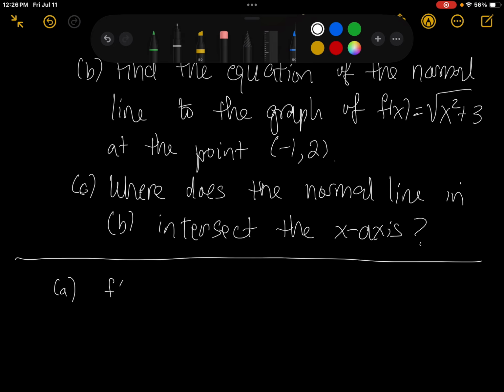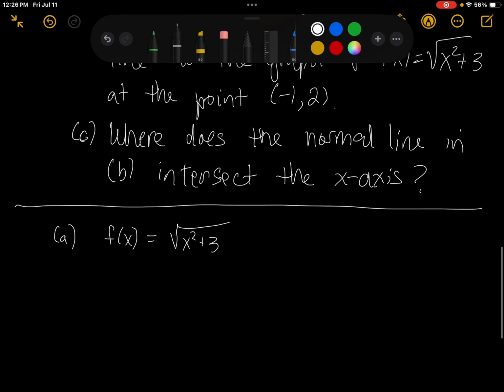So f of x is the square root of x squared plus 3. And we need to take the derivative. And for that, we need to use what? The chain rule, because we have a composition of functions. X squared plus 3 is the inside function, and the square root of x is the outside function.